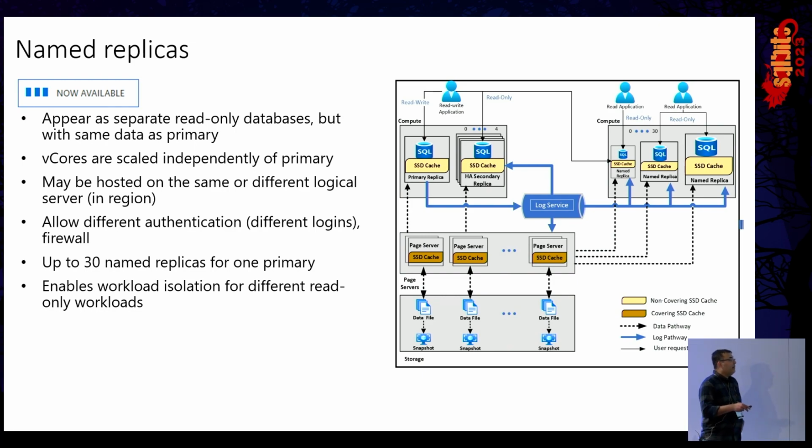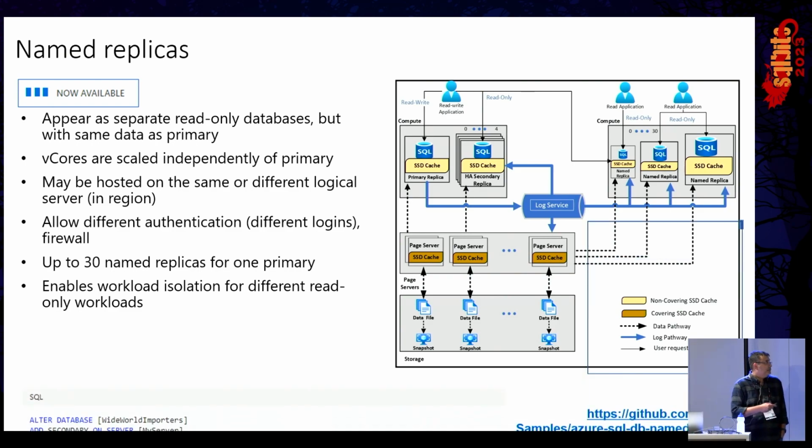The limitation with named replicas is that they have to be in the same region because there is one copy of storage. For anything off region, you'll need to use geo-replication. Right? So I think I covered that. And you can have up to 30 of these here.